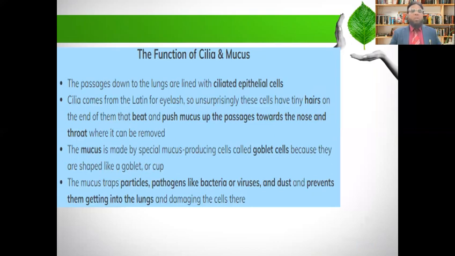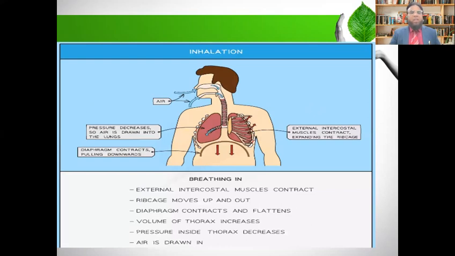Now, the function of cilia and mucus, as we have already discussed with the help of the diagram: in the trachea, there are two types of cells which are very important. Number one is the ciliated cells. Ciliated cells move the mucus out of the throat, and goblet cells are also there, which produce the mucus, and this mucus traps the germs and dust particles, which have to be removed and cleaned from the ciliated cells.